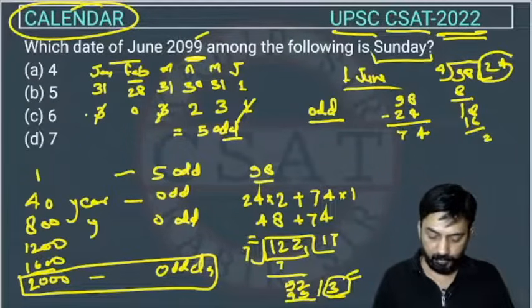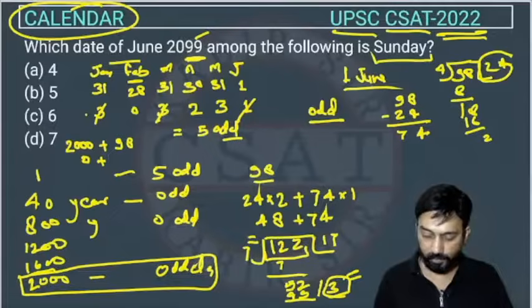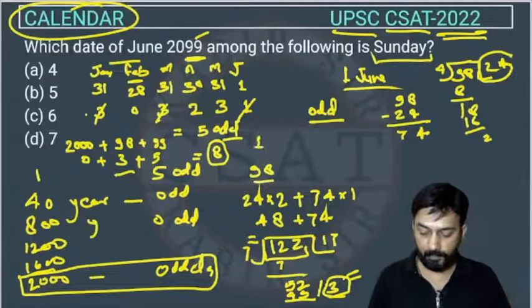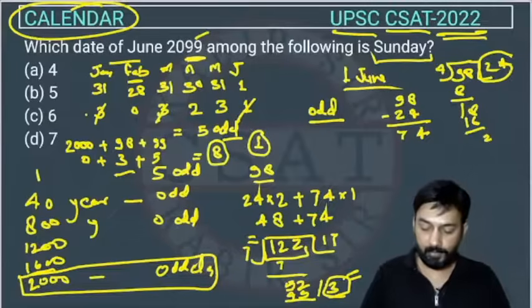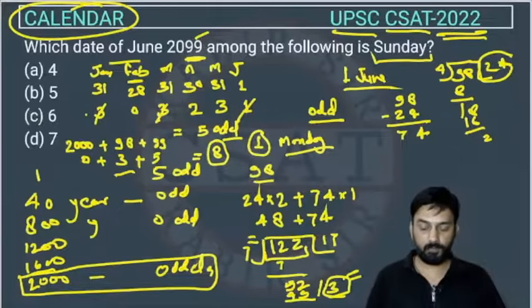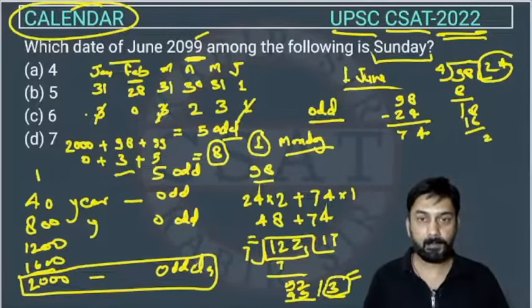So in 2000 there are 0 odd days. In 98 years we got 3 odd days, right? And up to 1st June of the year 2099, we are getting 5 odd days. So total odd days are 8. It means we will divide by 7, so the remaining will be 1, right? So 1 means what? 1 means Monday. So 1st June of 2099 is Monday, right?